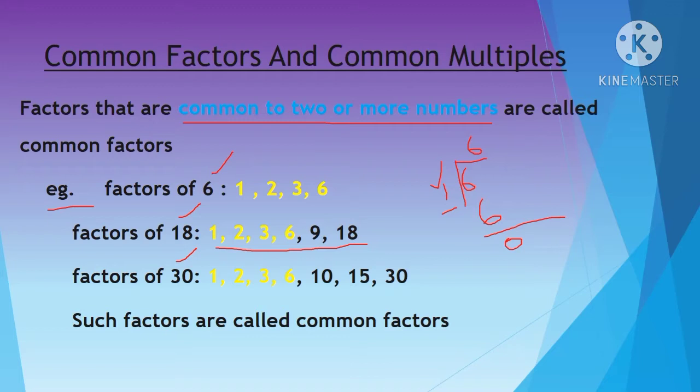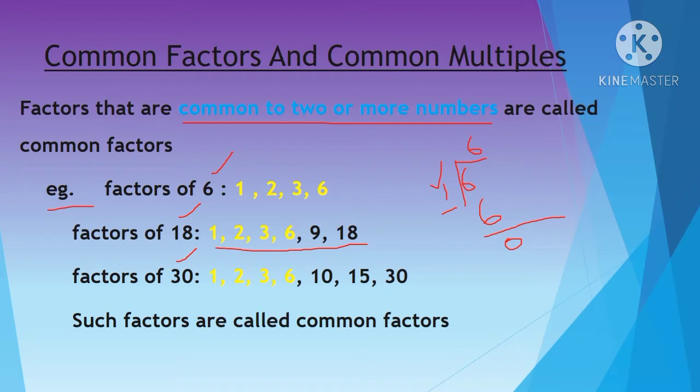Factors that are common to two or more numbers are called common factors. So some numbers will be common, right? The factors will be common. So those numbers are known as common factors. So look at here, children, what example I have given. Factors of 6, factors of 18 and factors of 30. So some factors will be common.